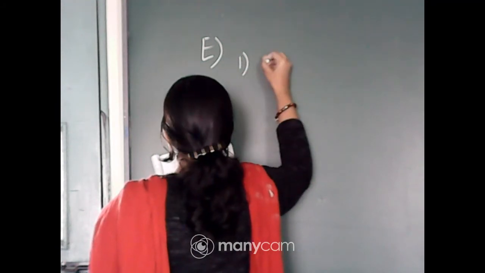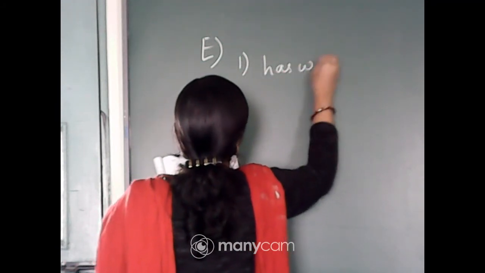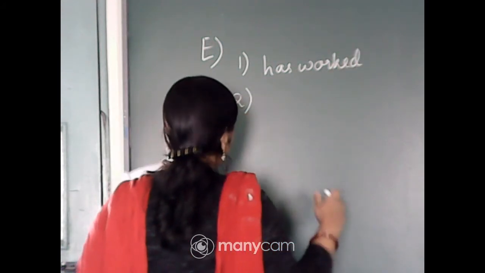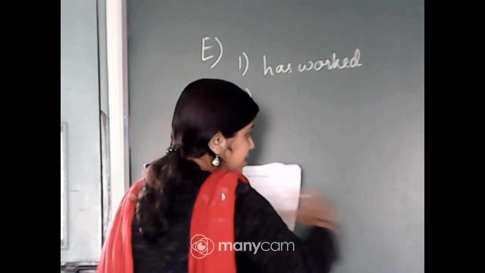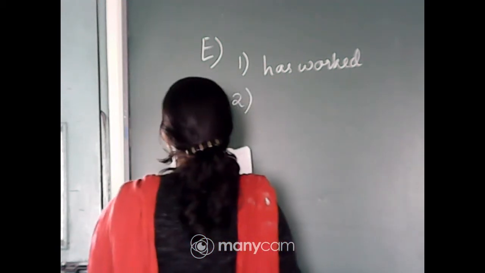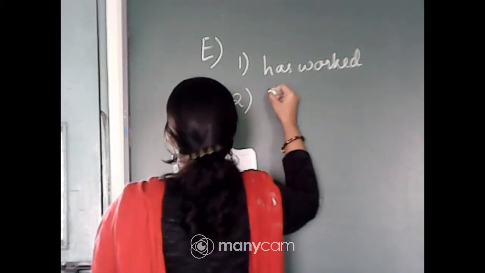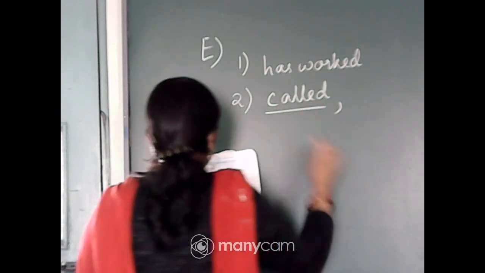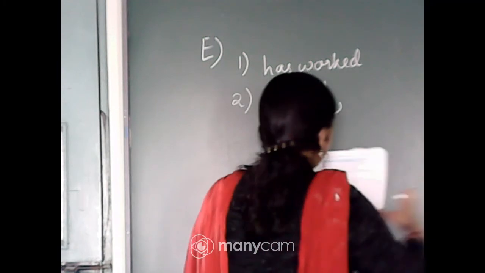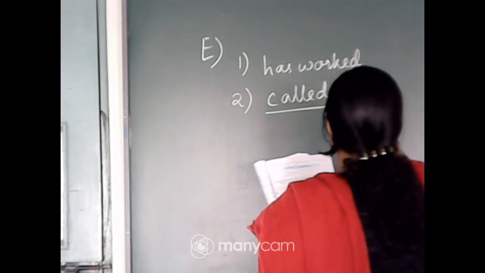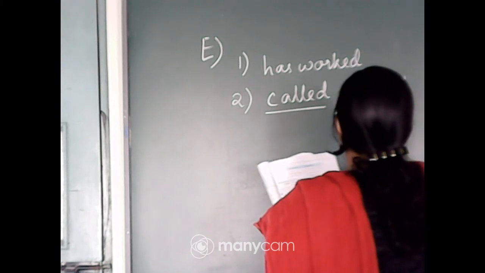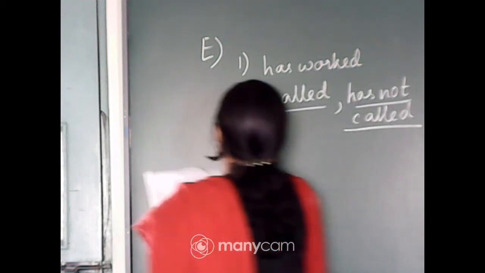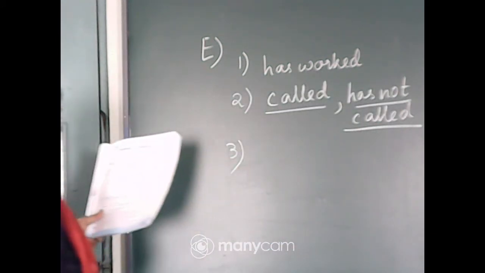Number 1, has worked, because she has done it in the past and this effect is still there. That means for the present moment also I am bringing in that context. That's why has. Number 2, the first incident happened yesterday and the not calling back incident is still referred to. That means it is still in effect. So, has not called back yet.